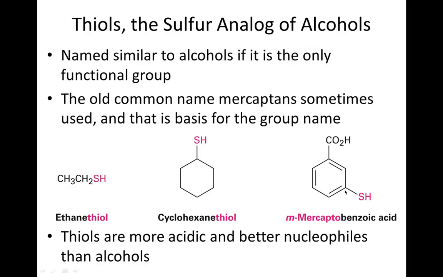So in this case, the aromatic ring is considered the parent with the carboxylic acid, and so we needed a group name for that, and so that's where the mercapto comes from.